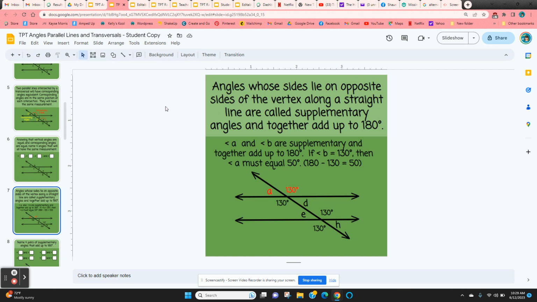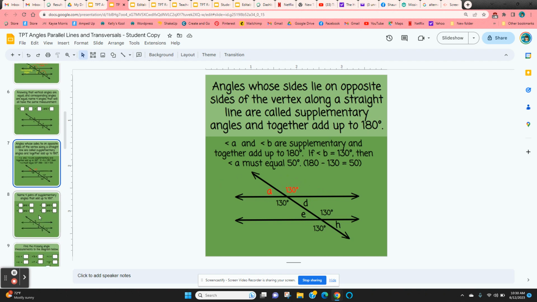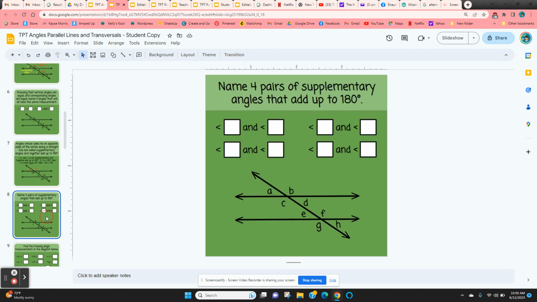The next slide explains the definition of supplementary angles. And they follow a straight line. They're on opposite sides of the transversal, and they equal 180 degrees. And supplementary angles do not have to be next to each other to be supplementary. They just have to add up to 180 degrees. And then students are going to name 4 supplementary angles.